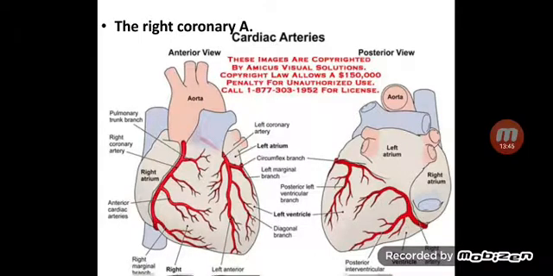And we have the posterior ventricular branches, two in number, supplying the diaphragmatic surface of the right ventricle. And the most important one is the posterior interventricular artery, or descending artery. It runs in the posterior interventricular groove. What will it give? It gives branches to the right and left ventricles.